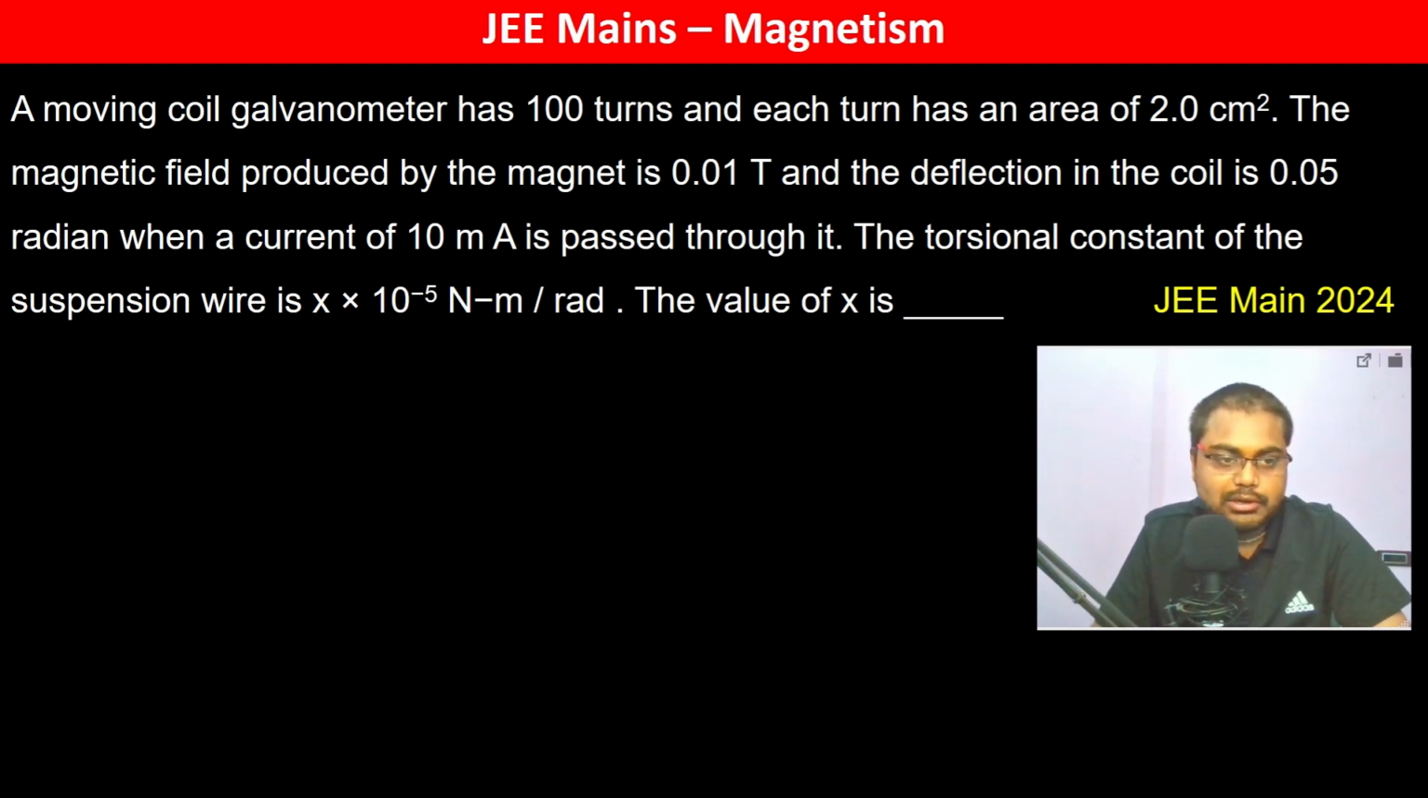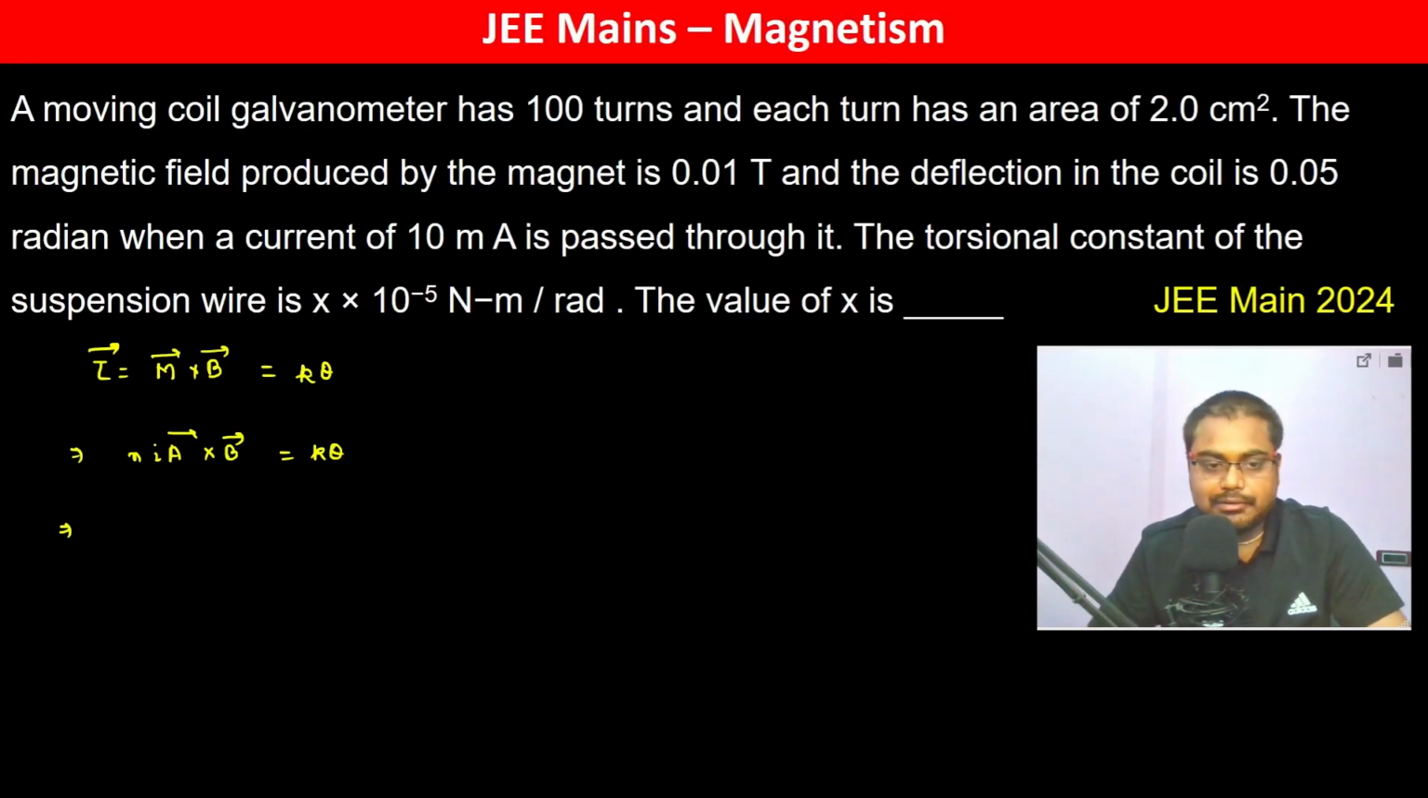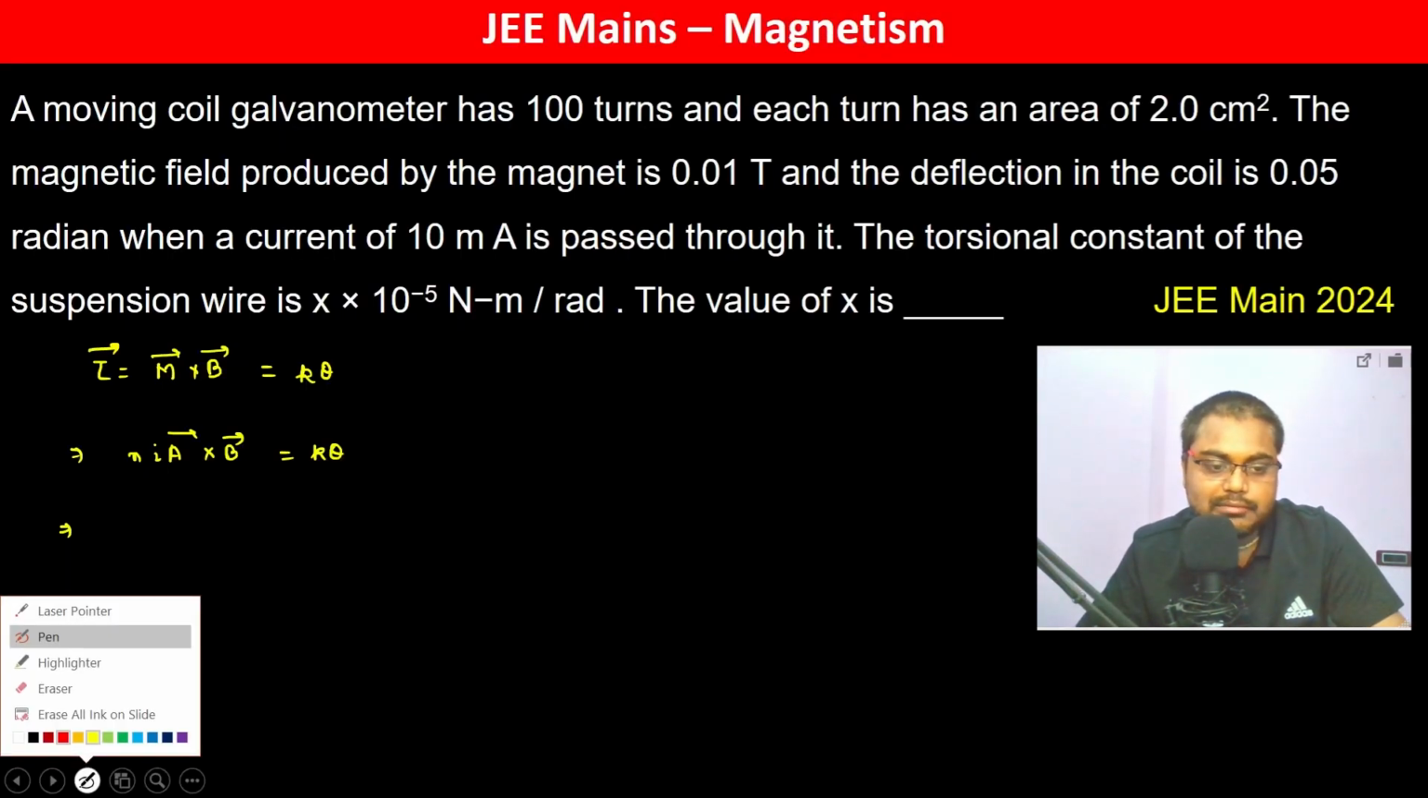So therefore torque, which is m cross B, should be equal to k into theta. Now what is m? M is N I A cross B. This should be equal to k times theta. Since we can see both are at 90 degrees, that means M and B are at 90 degrees. So this is B, the magnetic field, and this is M. Since both of them are at 90 degrees, sine 90 is equal to 1.